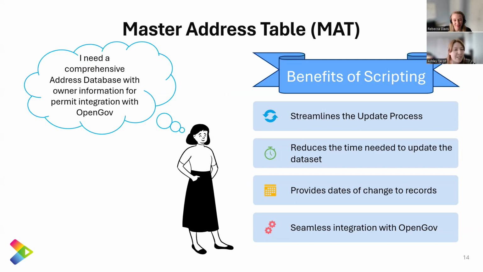So here we were tasked with creating a comprehensive address database with owner information to permit integration with OpenGov. For this task, we decided to script the process because it streamlines the update process whenever a new address is added or owner information is updated. It reduces the time needed to update the dataset. It provides dates of change to the records to allow for historical record keeping and identify when addresses changed. It also provides seamless integration with OpenGov by always outputting data in the required schema and file format.